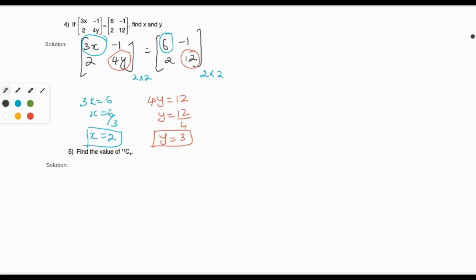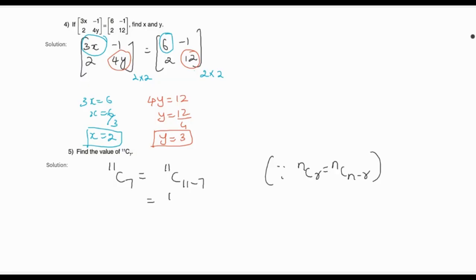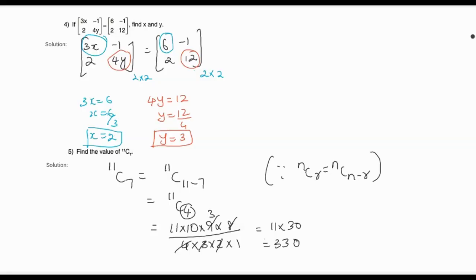Next one, simplify or find the value of 11C7. 11C7 we can write in the form of 11C(11 minus 7). You have a formula, nCr equals nC(n minus r). To reduce the steps we use this formula. So 11 minus 7 is 4, so it will be 11C4 now. So we should write 4 elements from 11 downward: 11, 10, 9, 8, divided by 4 into 3 into 2 into 1, the factorial of 4. 4 2s are 8, 8 3s are 24, 3 and so on, it will be 10 3s are 30, 30 into 11, which is 330.